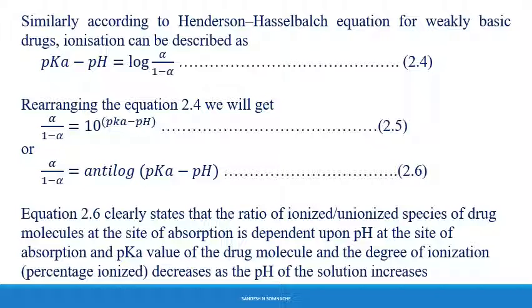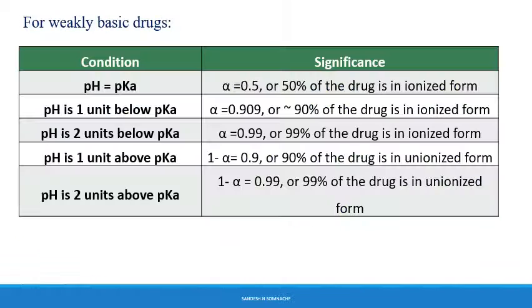Similarly, when we compare the various conditions for a weakly basic drug, when pH is equal to pK, 50% of the drug remains ionized. When pH is 1 unit below the pK value, alpha is equal to 0.909 and the drug remains ionized. When pH is 2 units below the pK value, alpha is equal to 0.99, that is 99% of the drug remains ionized and it will not get absorbed by passive diffusion.